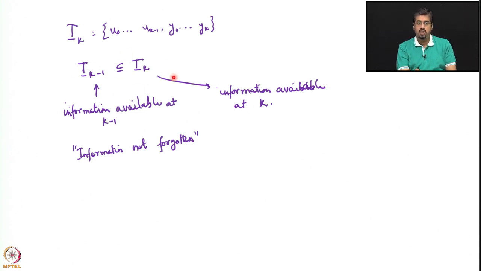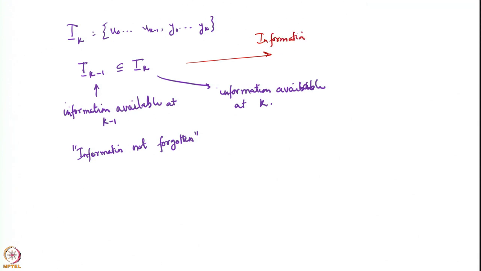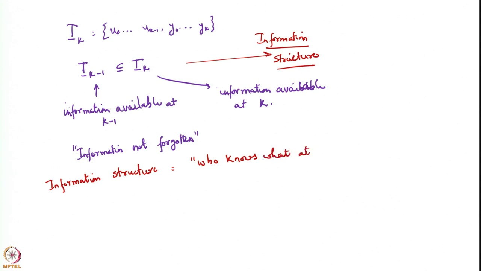This sort of assumption about the information is what is called the information structure of a problem. So, here let me write this. This is an example of what is called the information structure. Now, what is information structure? Information structure is simply a description of who knows what at each instant in time.